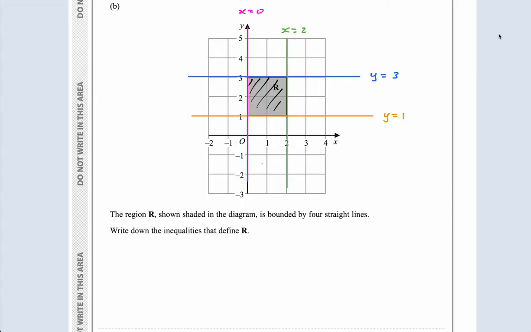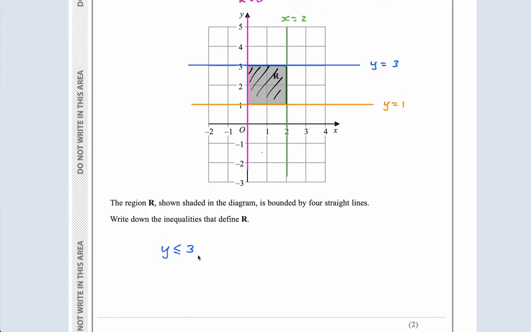Now, let's start with the blue line. Is the region above or below y equals 3? Well, it's below the blue line. So my first inequality is y has to be less than or equal to 3. I'm doing or equal to because it's a solid line. However, the mark scheme will accept if you just do less than 3, but I'm going to go less than or equal to.